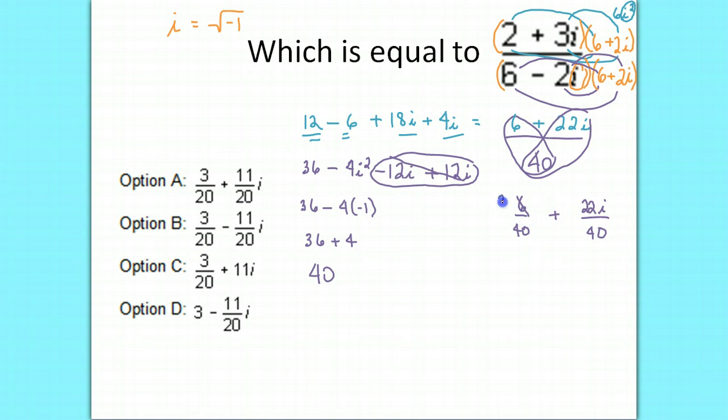So 2 goes into 6 3 times, 2 goes into 40 20 times, so 3 over 20. So option D is definitely ruled out. And then 2 goes into 22 11 times, and 2 goes into 40 20 times. So if we watch our signs, it looks like option A is the right choice there. So I hope that helps. Let me know if you have questions.